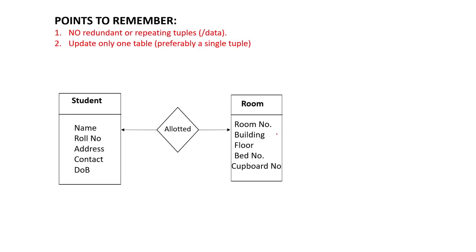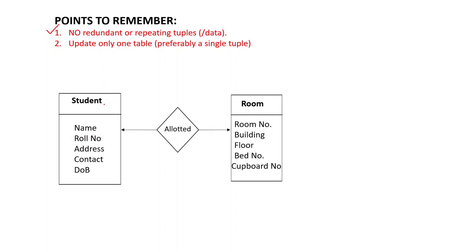When we are preparing a database schema from a model like this, there are two things we need to remember. First of all, there should not be any repeating tuple or data in your database table. So that's number one. And next, when we update a particular value, because often we need to update some values, it is a norm that one value will be stored in only one table. Say you are trying to update this student name in this case.